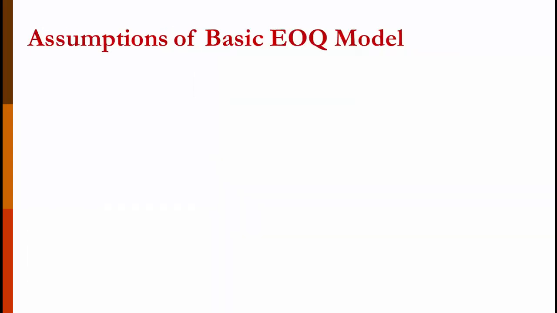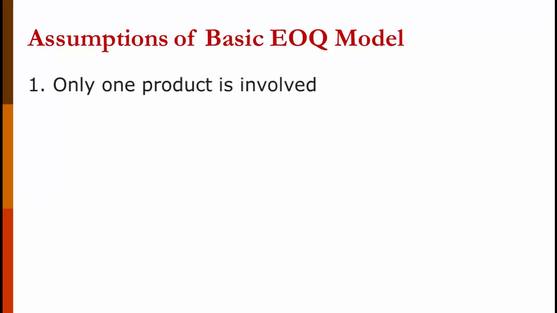Now we're going to take a deep dive into 3 EOQ models. The first one will be the basic economic order quantity model. There are 6 assumptions. They are as follows. 1. Only one product is involved. That's a little misleading. It doesn't mean your business only has one inventory item. Rather, you calculate a different EOQ for every item in inventory. So each EOQ calculation you do only involves one product.